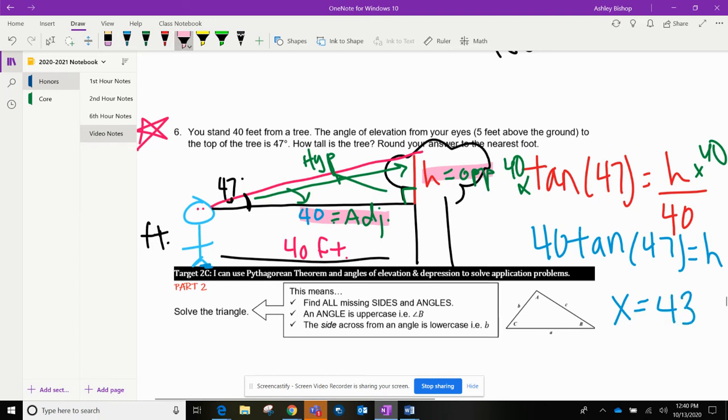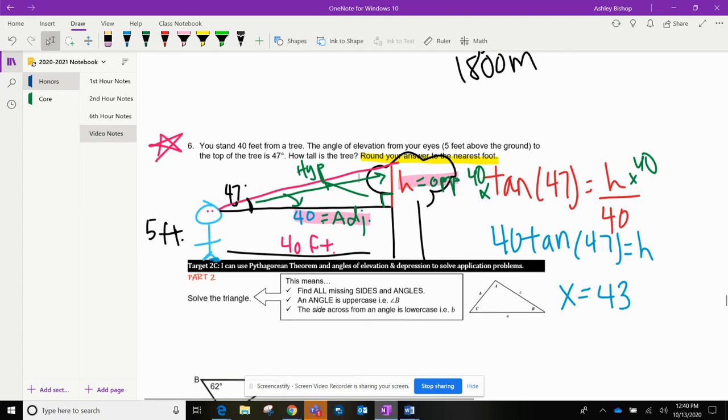Again, pay attention to the rounding. It's very important. Round your answer to the nearest foot. So whole number, I got 42.8, but I'm going to round that up to 43. Now pay attention here. This is where it gets different.